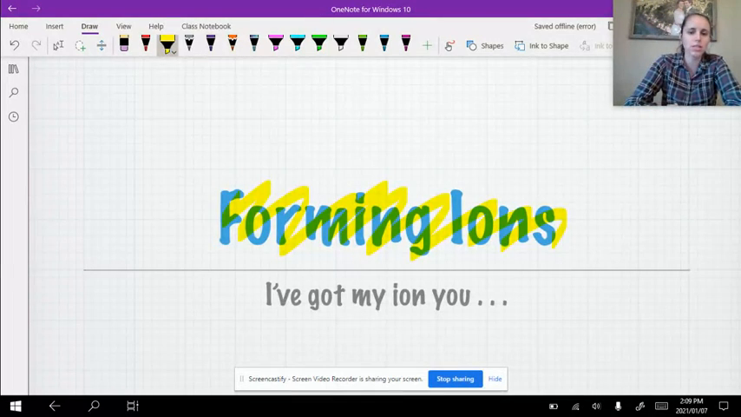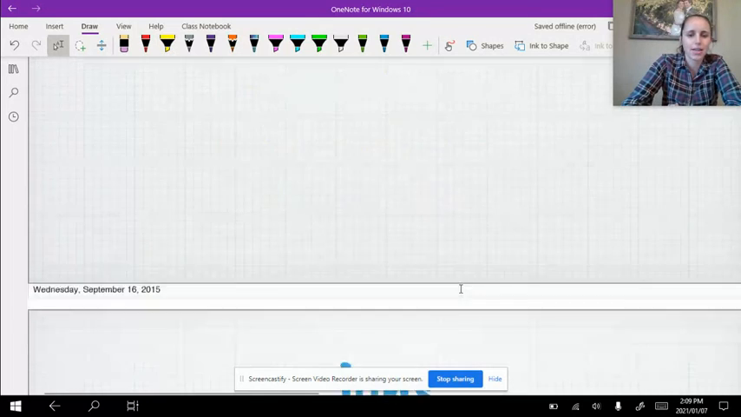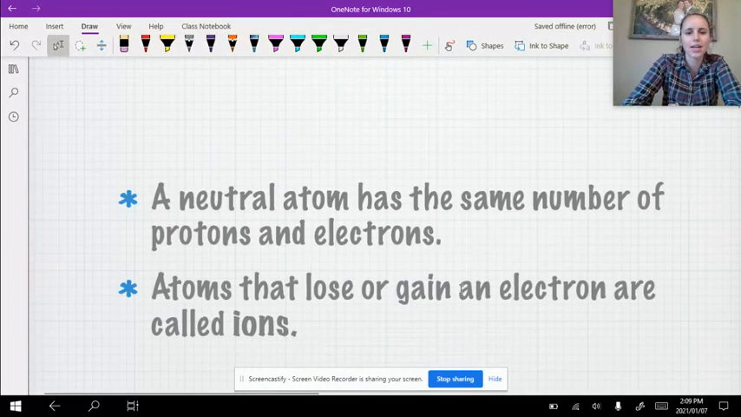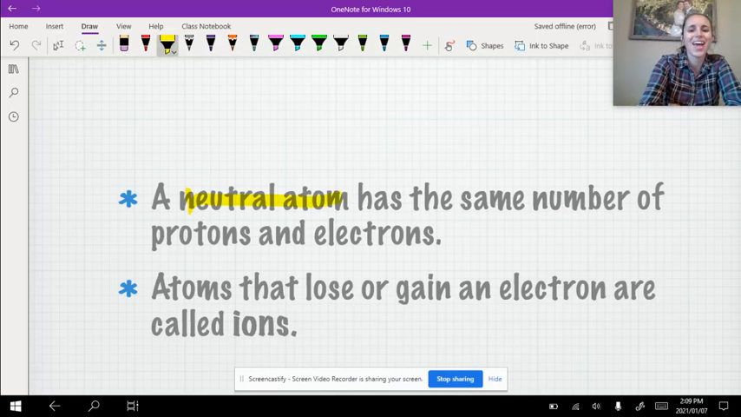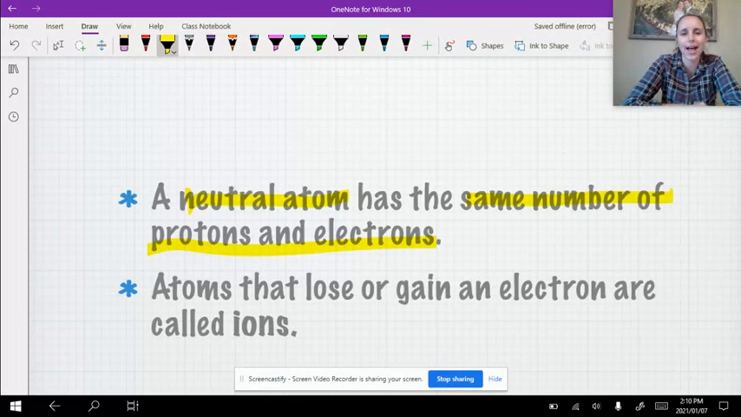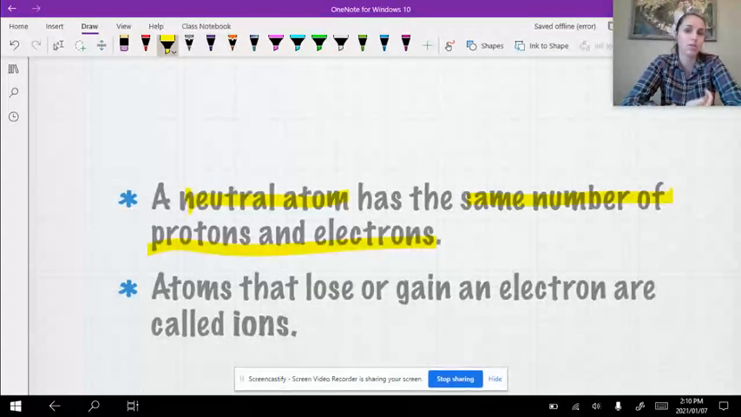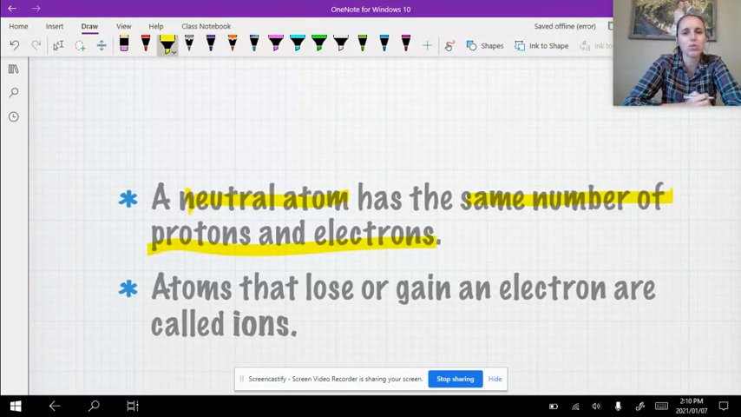In order to do this, you have to understand what an ion is. Just a reminder, a neutral atom has the same number of protons and electrons. When you're looking at an atom, as we did in previous lessons, it has an equal number of electrons and protons, an equal number of positives and negatives. If an atom loses or gains an electron, it then becomes an ion.